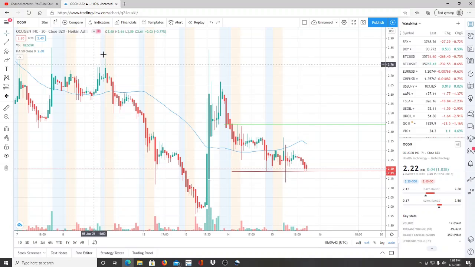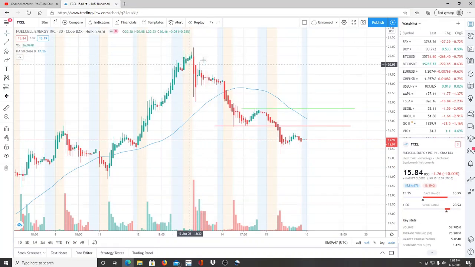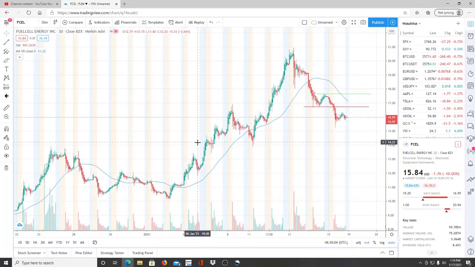Now, let's go ahead and put up FuelCell's chart. So it reached a high here of about $20.95, almost $21. We're already down to $15.97. Now, when you look at this, it's being pulled down and it's kind of moving sideways here. So we want to see going into this week, will it be pulled down even more? And there are several different support levels to look at.